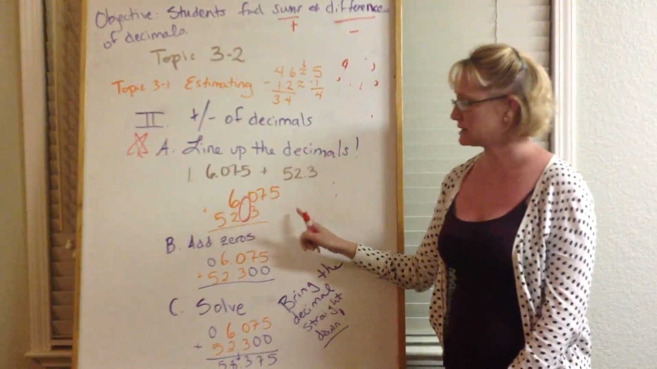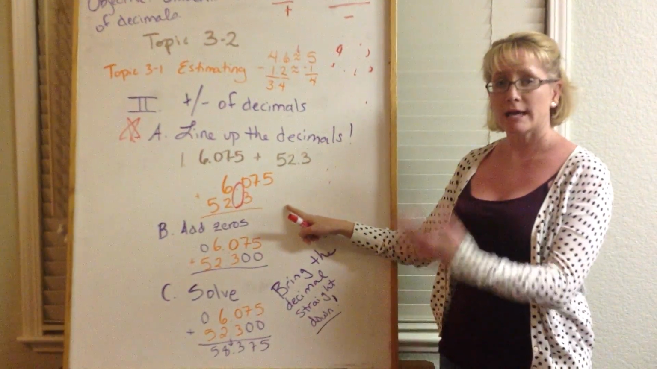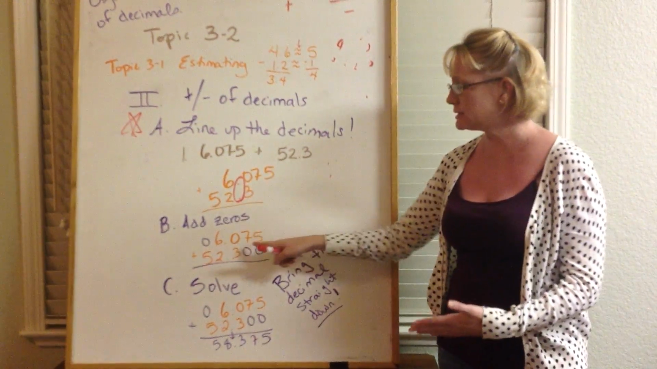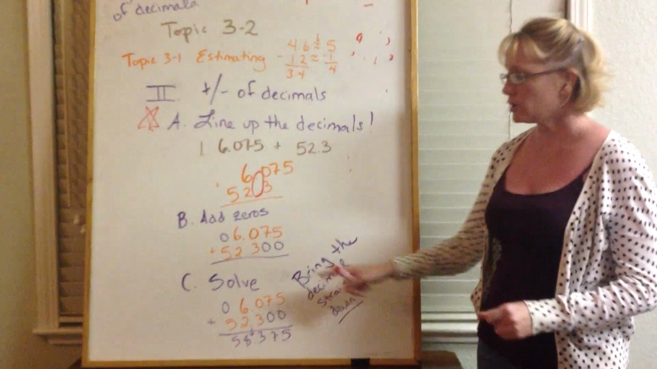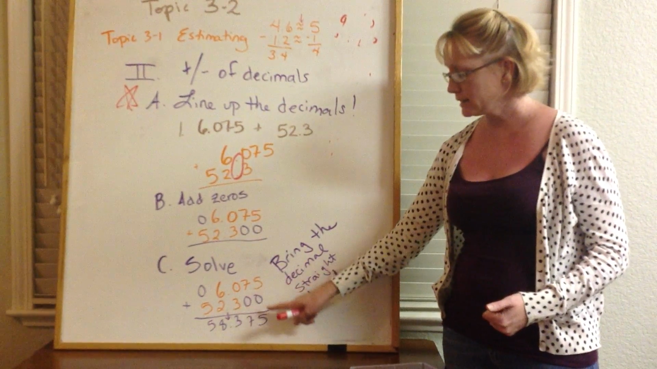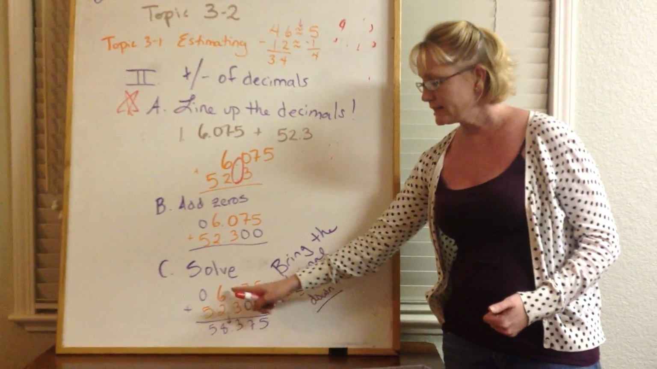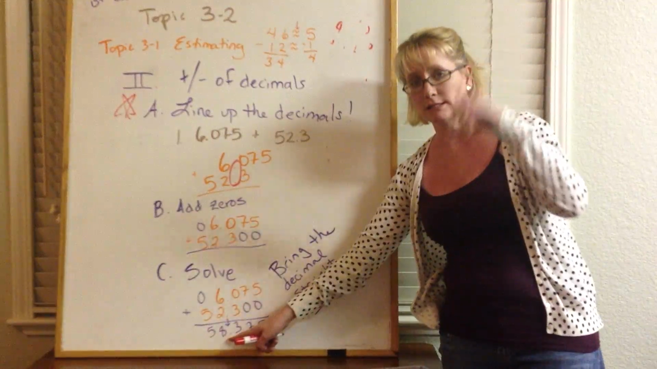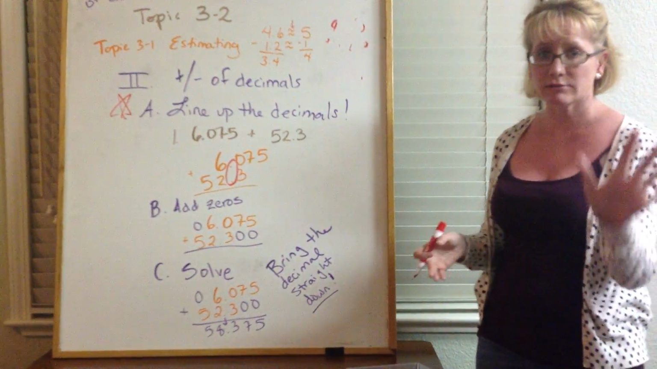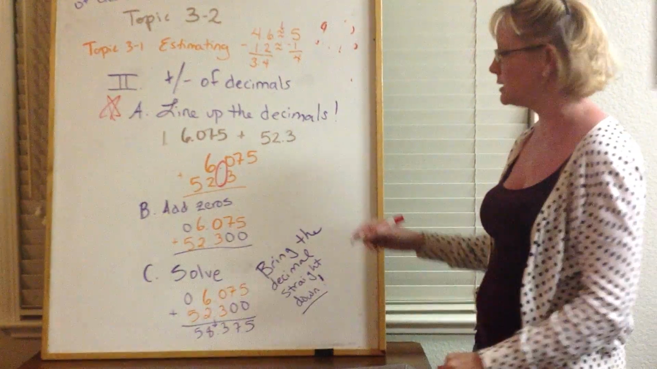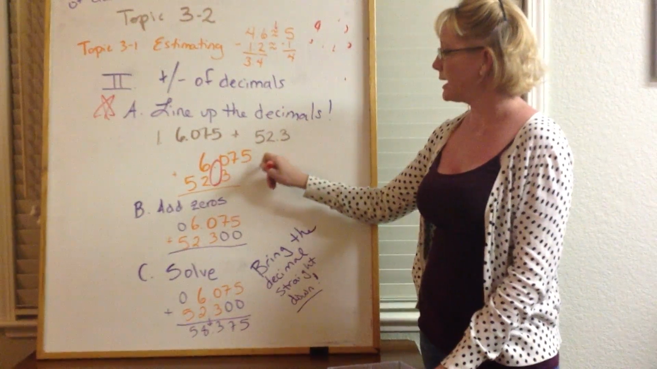So I lined up my decimals. My next step, which is helpful especially in subtraction, is putting zeros where there are any blank spaces. So I did that. And our third step is then to solve. So I'm just going to add these numbers together. I need to then bring this decimal straight down. We're going to do a couple more of those, but I know this is not the first time you've seen it, so we're not going to spend a lot of time on it.